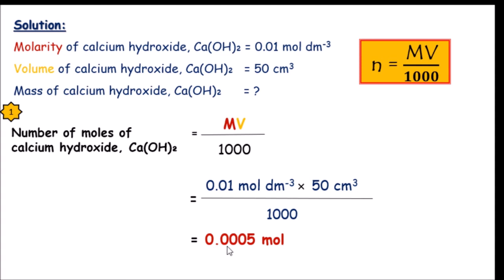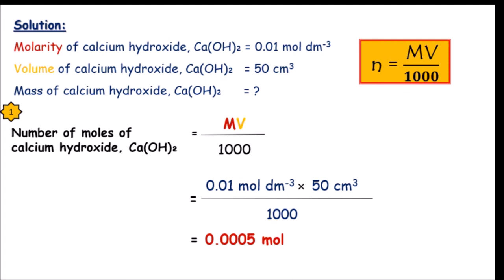Okay, good job. And can you see that we have the volume in cm cube? So when we divide by 1000, the unit will change from cm cube to dm cube. So we will have dm cube here now. And when we cancel out, we will get the unit in mole. So this is the number of mole of the calcium hydroxide, mv over 1000.